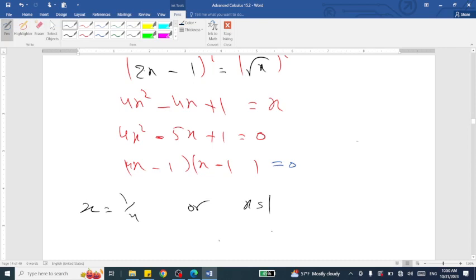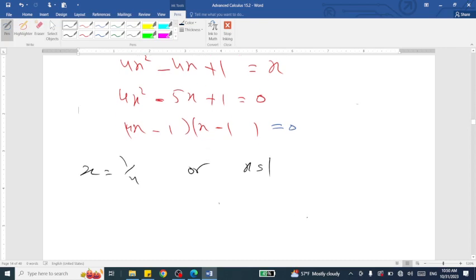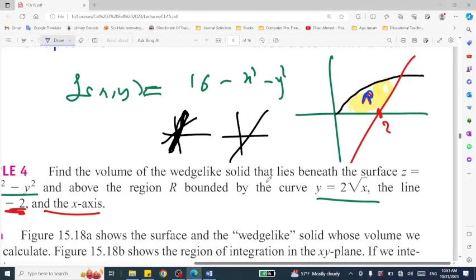Am I right? Yes. x equal to 1, x equal to 1 over what? So 1 over 4. No, something is wrong.